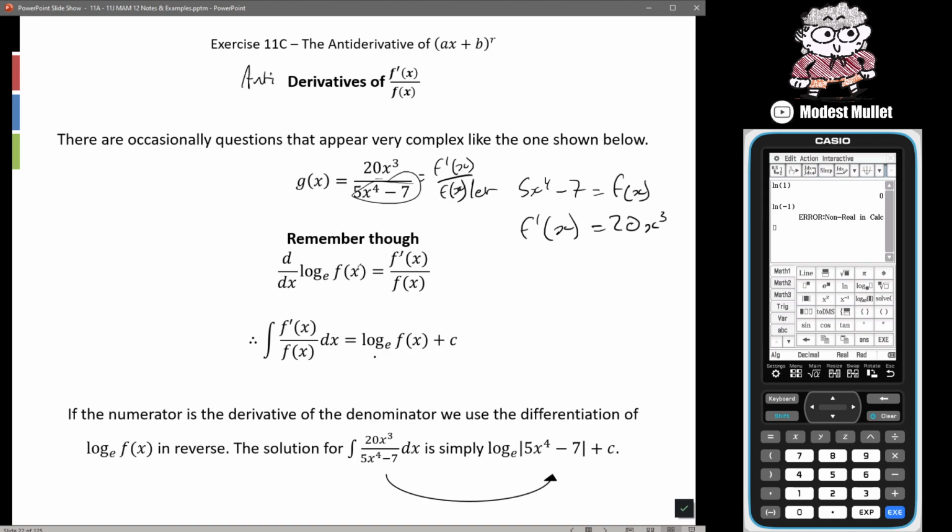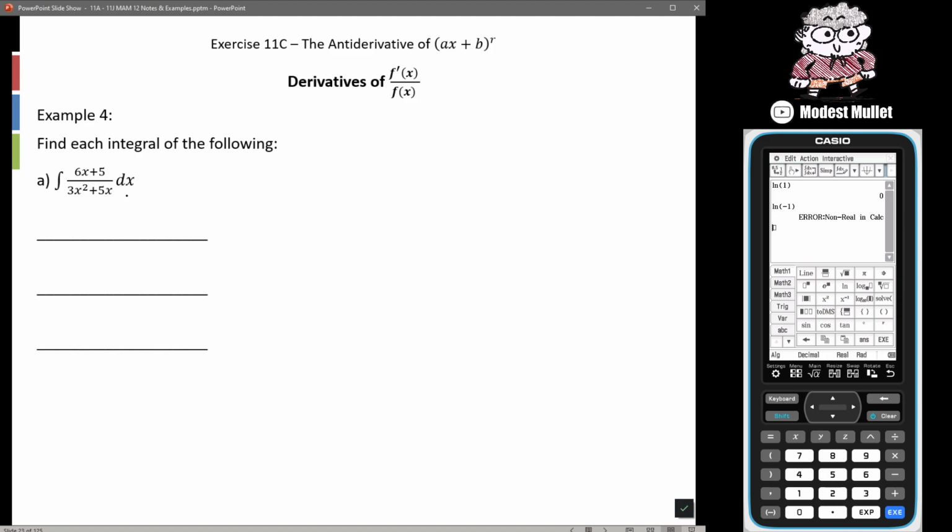Okay. So in the case of this one, the antiderivative of 20x cubed on 5x to the power of 4 minus 7 is log to the base e of 5x to the 4 minus 7. You just stick whatever's in the denominator inside the log. And of course, as always, we need plus c.